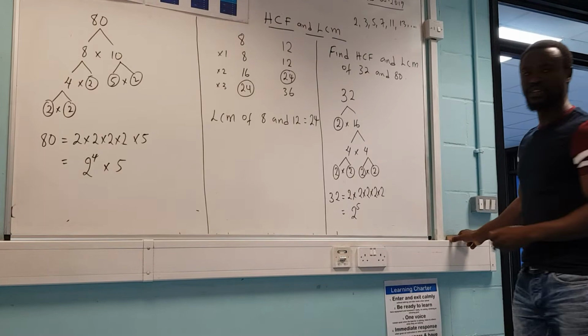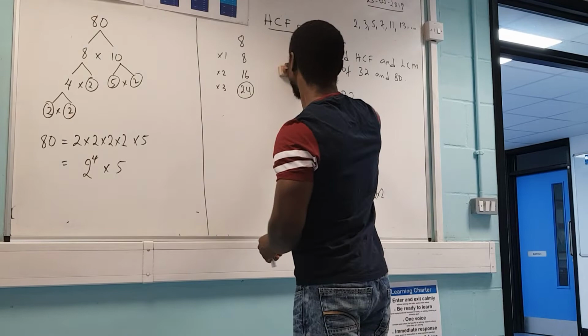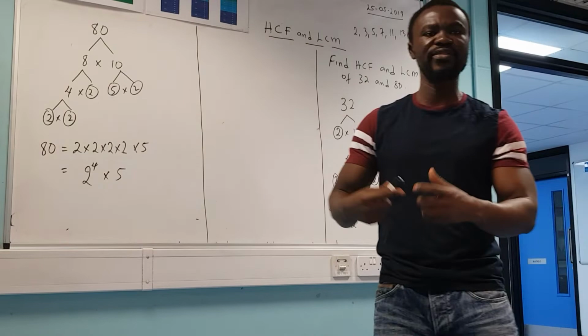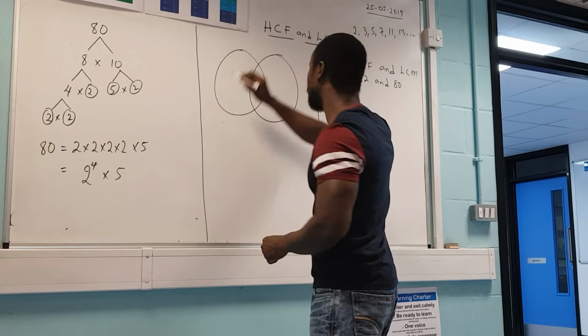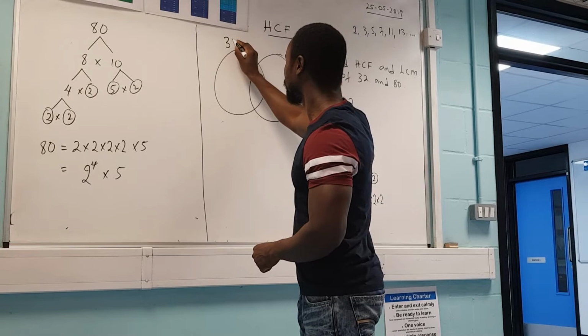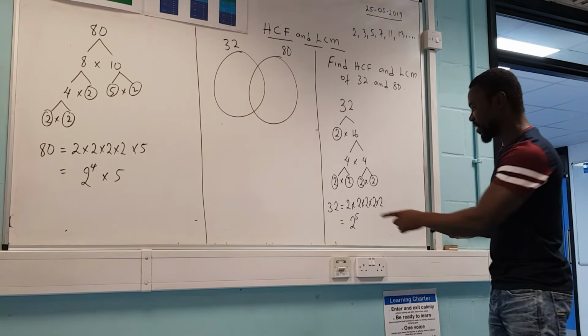So let's look at this one. This is the second method. In this method we use what we call the Venn diagram. Let's draw 2 circles here. My circles will not look that neat, but forgive me. Let's call this circle 32 and this one the 80. Now we are going to write all the prime factors into these circles.